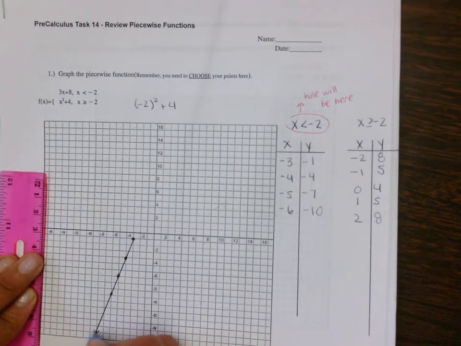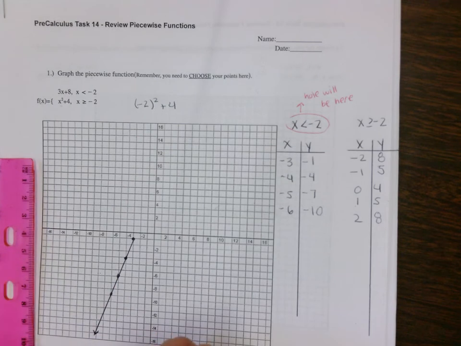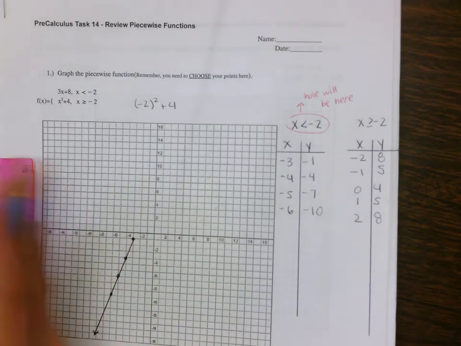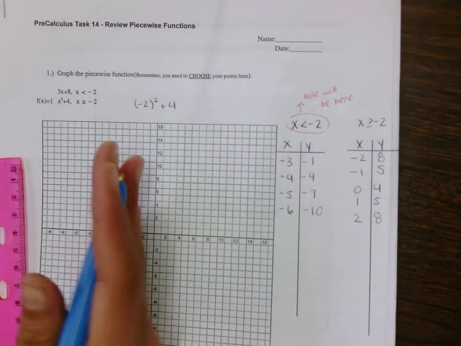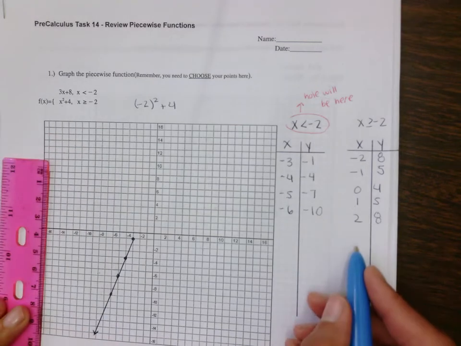And I'm going to do a little arrow because you want to show me that you know which direction the line is growing in. It's growing only in this direction because that's where x is less than 2. Only on this side. Now let's jump over to the parabola.